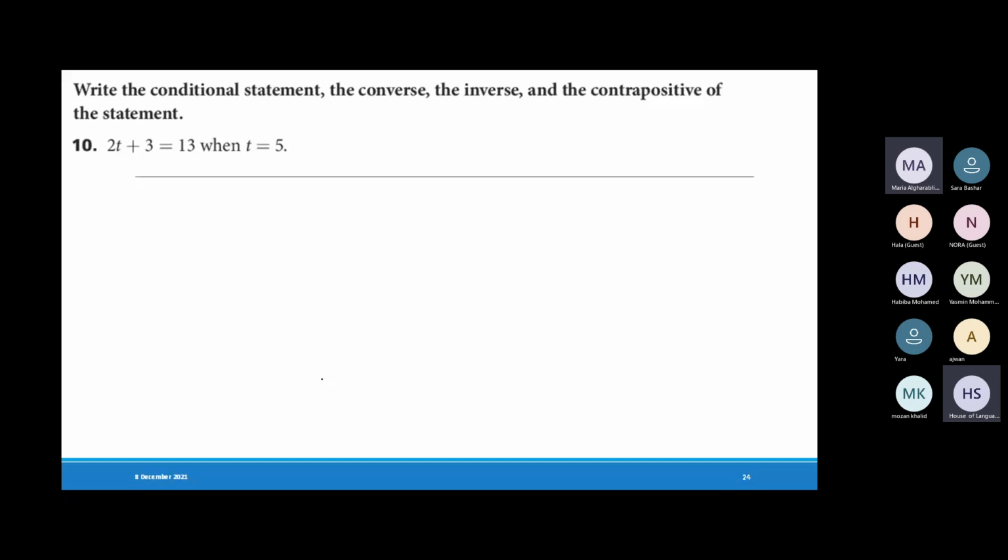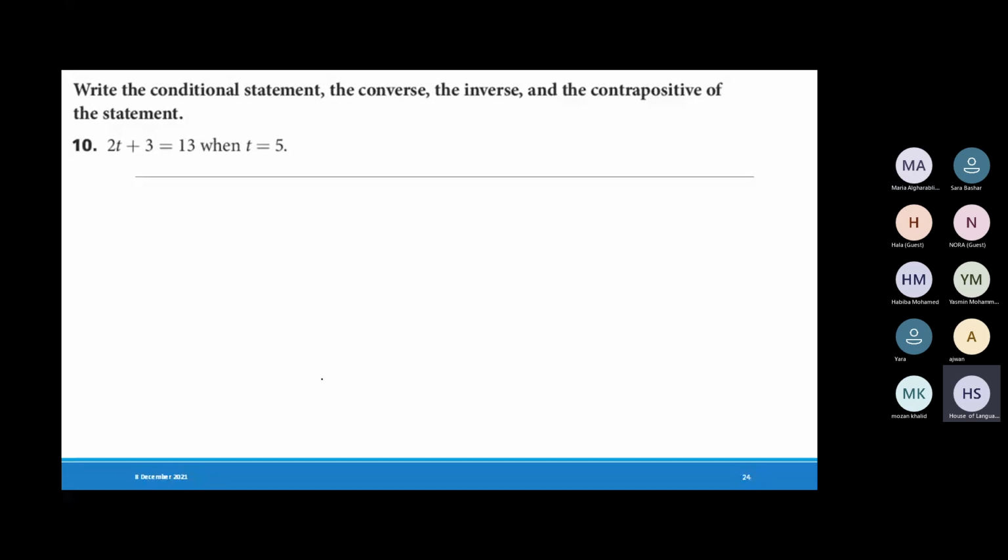Teacher, can I answer 11 or 12? I am Maria. Okay, just a minute. Yes, Maria. Tell us about the inverse. How will the inverse be? About number 10, you mean? Yeah. 2t plus 3 equals 13 when t equals 5. If t doesn't equal 5, then 2t plus 3 equals 13 is not correct.